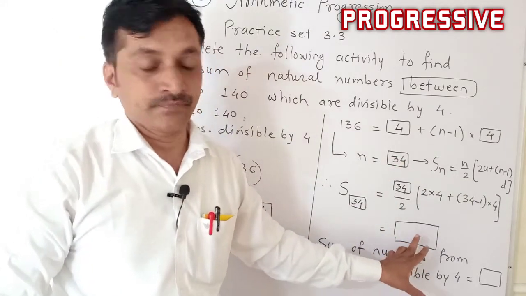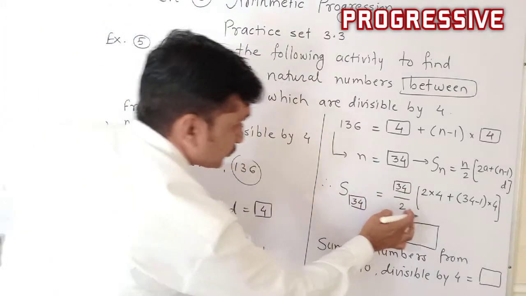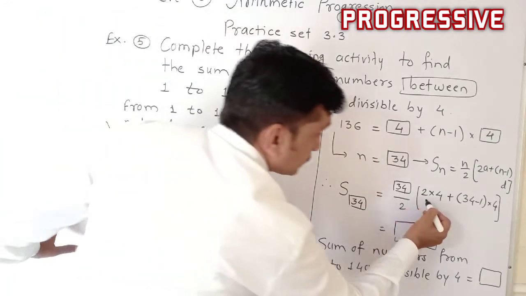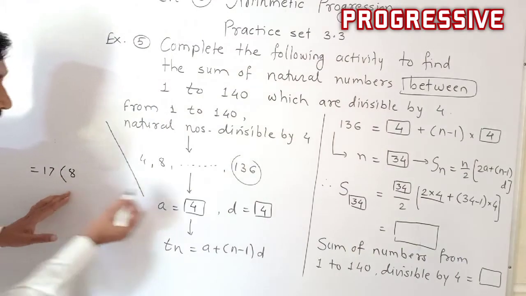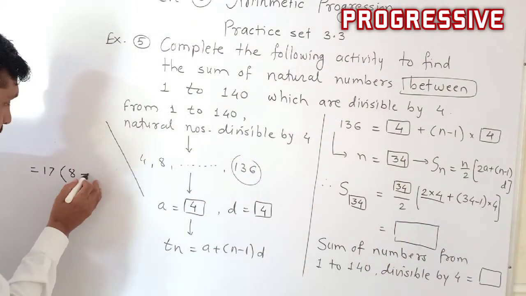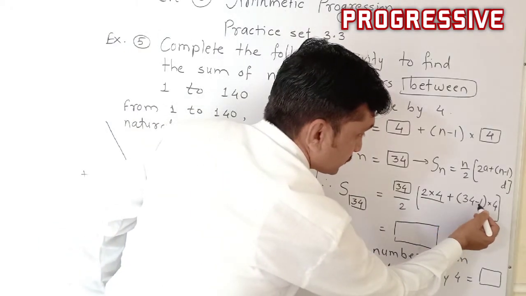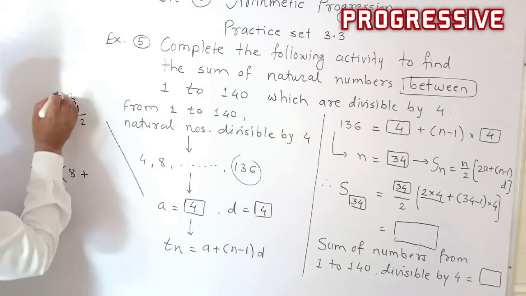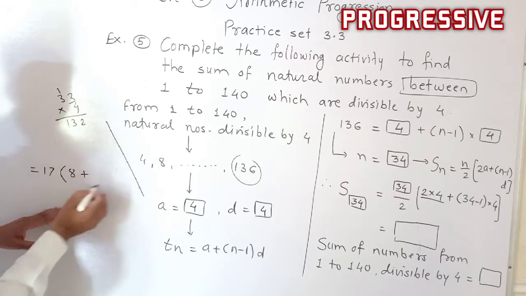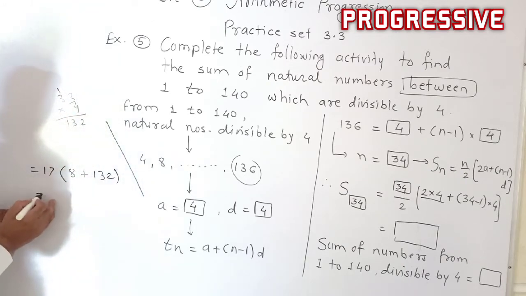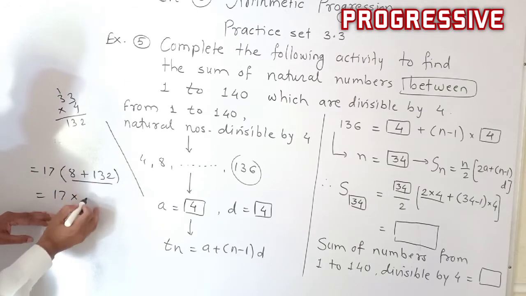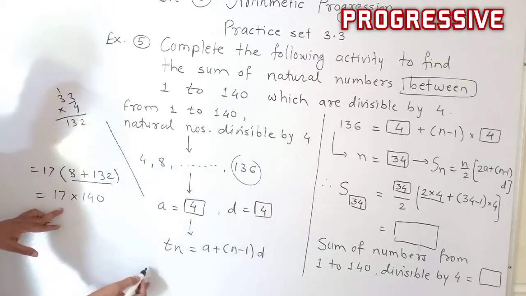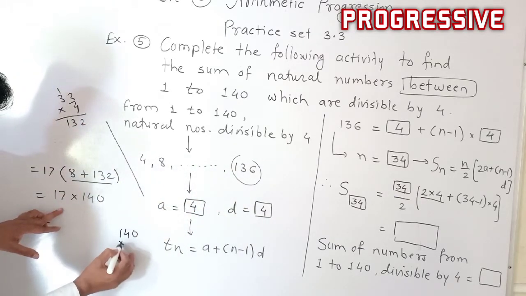We have put all the values in the formula, and now by solving we write the answer directly. 34 upon 2 means 17, in bracket 2 fours are 8, plus 34 minus 1 is 33, 33 into 4: 4 threes are 12, 1 carried over, 12 plus 1 is 13, so 132. Adding, we get 17 multiplied by 140.